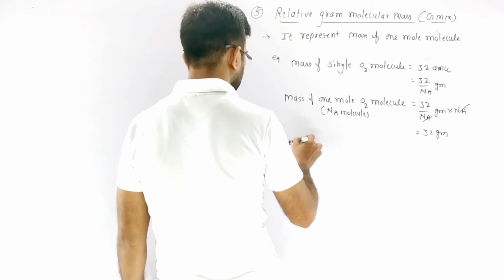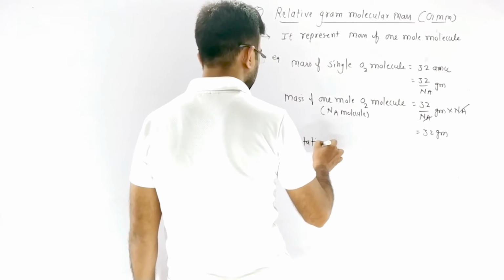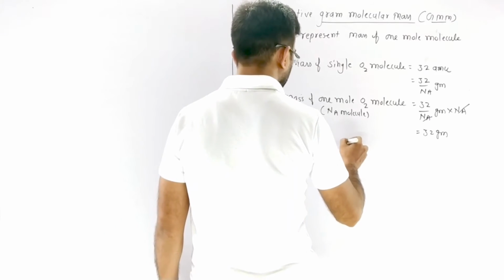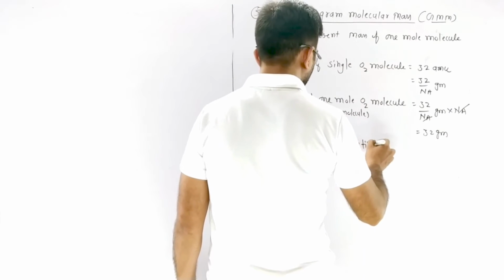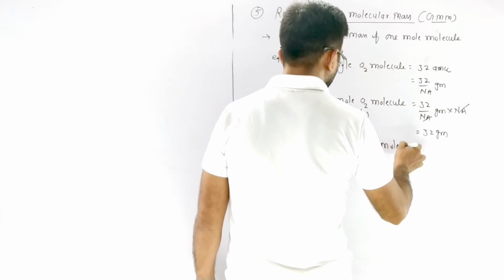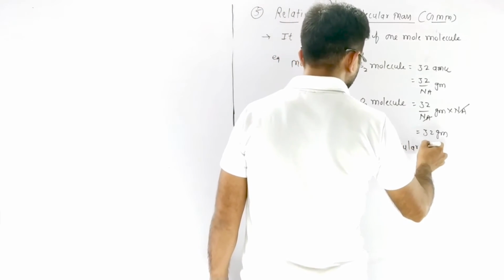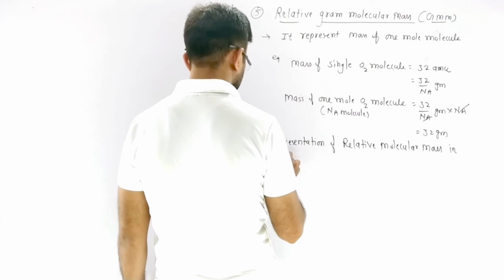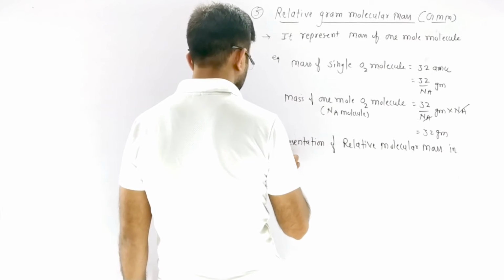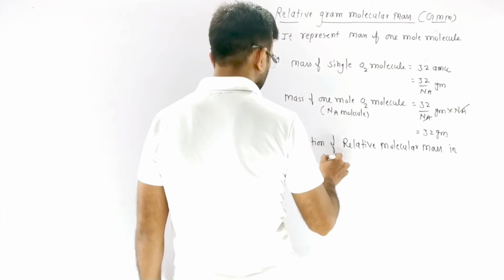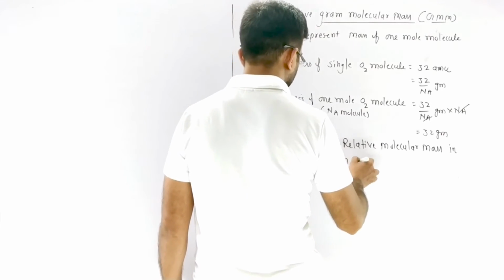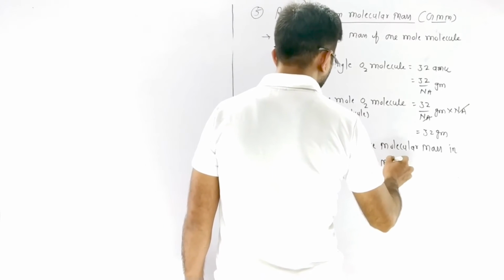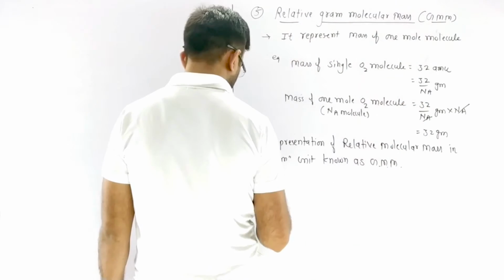So one more definition: the representation of relative molecular mass in gram unit is known as gram molecular mass, or GMM.